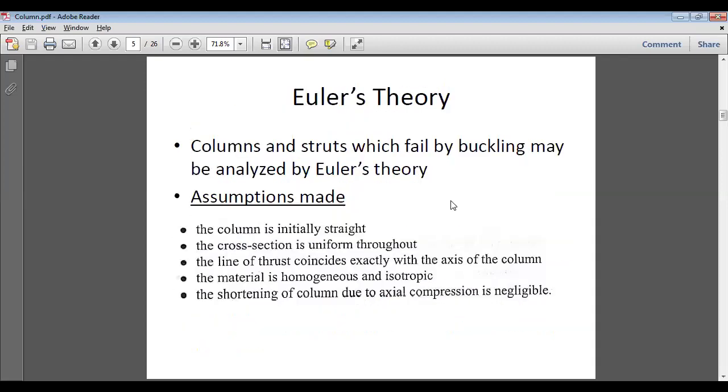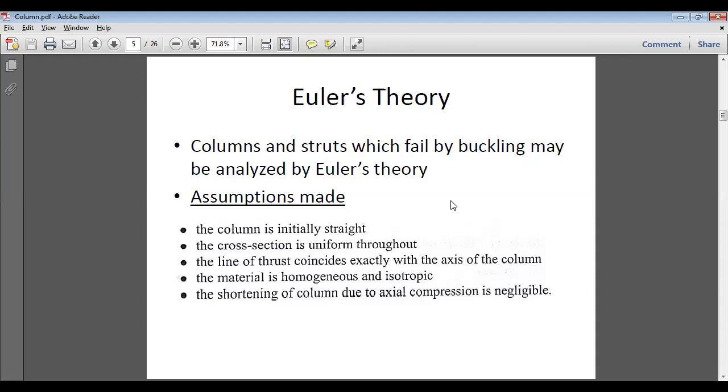Then Euler's theory. Columns stressed which fail by buckling may be analyzed by Euler's theory. Assumptions made: Euler's theory is a very important theory to be considered for failures of the column, because once we are acquainted with Euler's theory, we will be able to design a safe and stable column. The assumptions made are, first, the column should be straight and vertical. It should be initially straight.